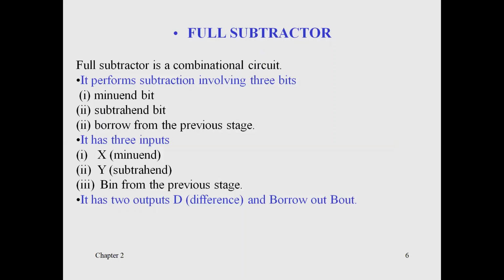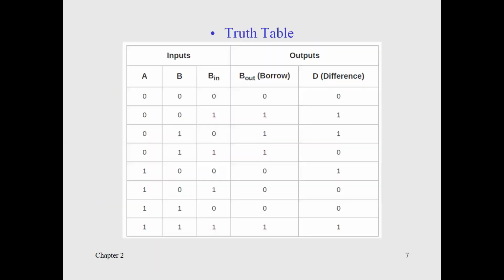Now let us talk about the full adder, a full subtractor, I'm sorry. So full subtractor is a combinational circuit. It performs subtraction involving 3 bits: minuend bit, subtrahend bit, borrow from the previous stage, which was missing in the half subtractor. So as you can see here, it has three inputs. Now it produces 2 outputs, D difference and borrow B out. You can see here the truth table. So 0 minus 0 minus 0 is 0 difference and 0 borrow.